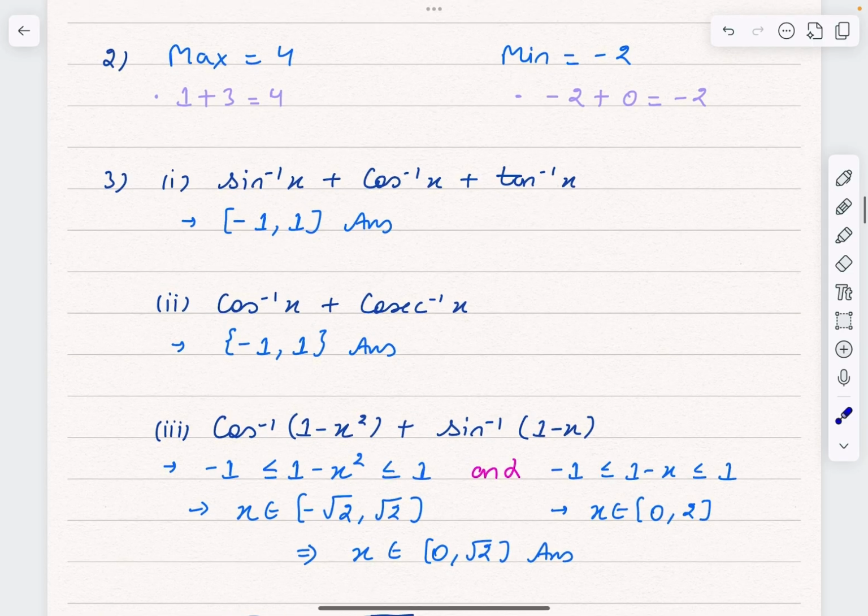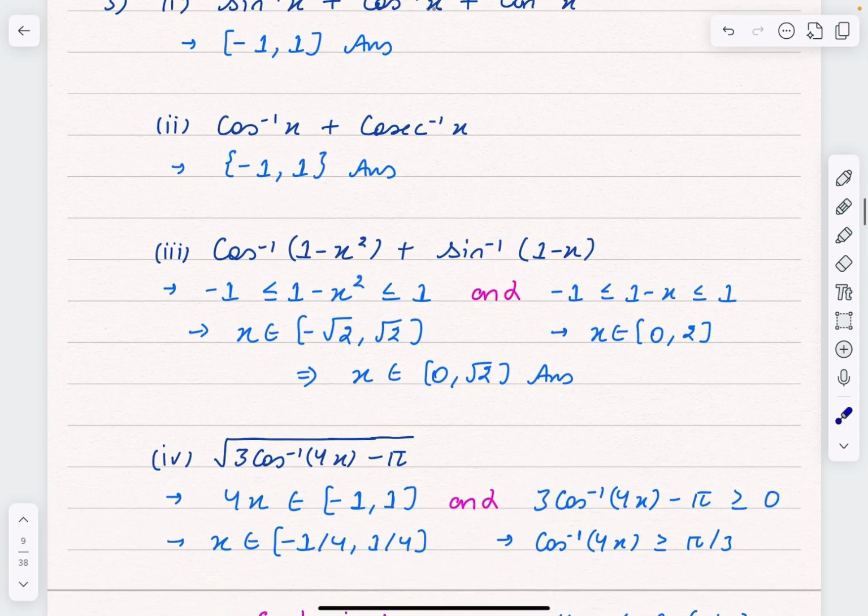So cos inverse of 1 minus x square plus sine inverse of 1 minus x. To make sure the thing inside cos inverse is from minus 1 to 1, and the thing inside sine inverse is from minus 1 to 1. When you solve this, you get x belongs to minus square root 2 to plus square root 2. When you solve this, you get x belongs to 0 to 2. Common values are closed 0 to square root 2. This is your final answer. Next one.